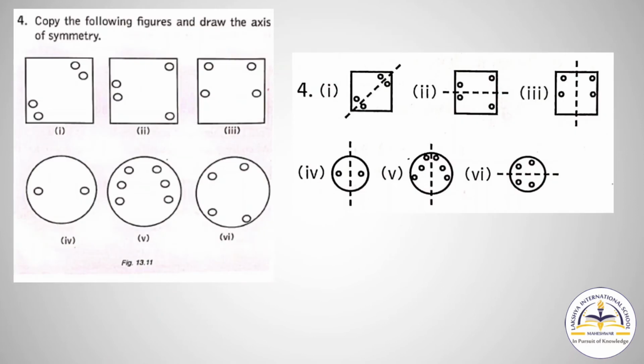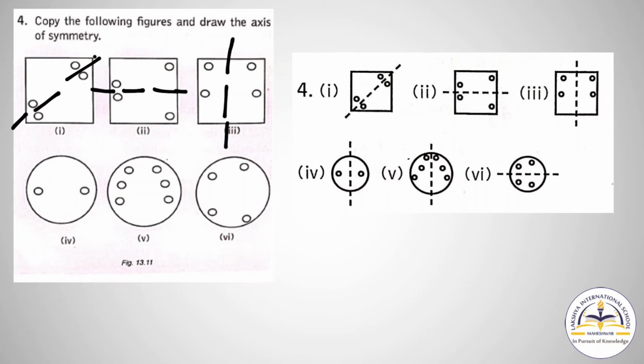Now question number 4, copy the following figures and draw the axis of symmetry. Now in this question you have to draw the axis of symmetry. Now for the first question, the axis of symmetry will be drawn like this. Only one axis of symmetry will be drawn. Now for the second one, this one. Now for the third one, this one.